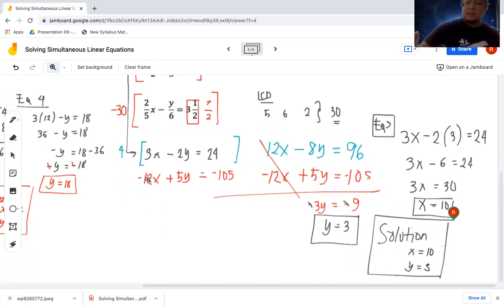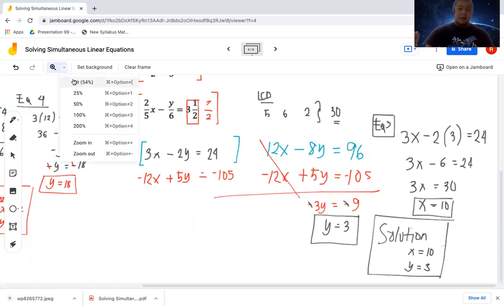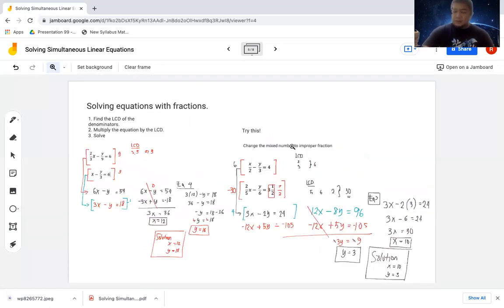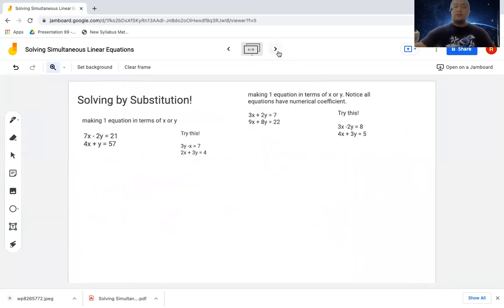Okay. All right. So I hope you guys were able to get this one. And now we're going to move on to solving by substitution. So solving by substitution means we're going to change one of the equations so that we can substitute it to the other one. Okay. So in here, it says making one equation in terms of x or y. So what do I mean by that?